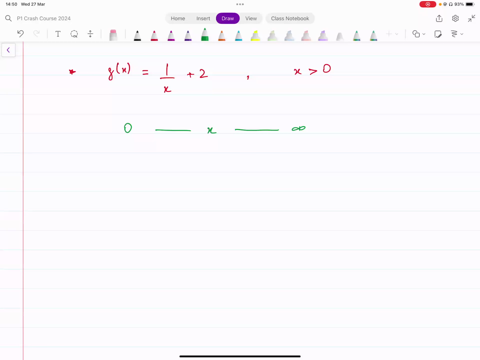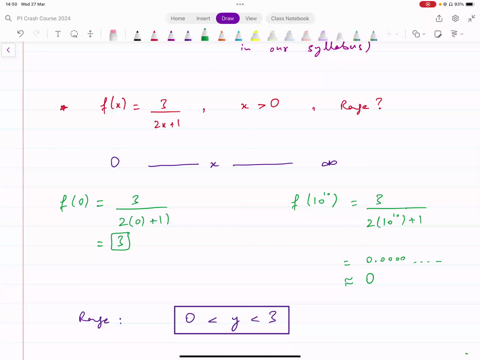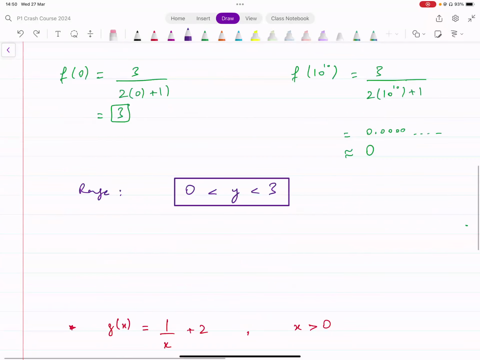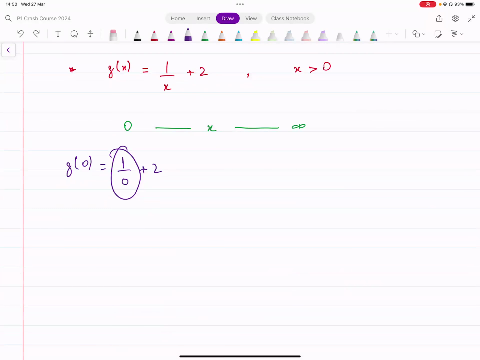Now, what about the corresponding y values? Let's figure that out. We have 0 here. We could try inputting 0 and see what that gives us. G of 0 equals 1 over 0 plus 2. Well, we have a problem here. We have 1 over 0, that's undefined. So we can't really input 0 in this function as such. 0 cannot be input here, right? In the previous case, when we input 0, we did not get 0 in the denominator. We had 1 in the denominator. So we could evaluate the result. Now, in this case, we can't really input 0 like this because that becomes undefined.